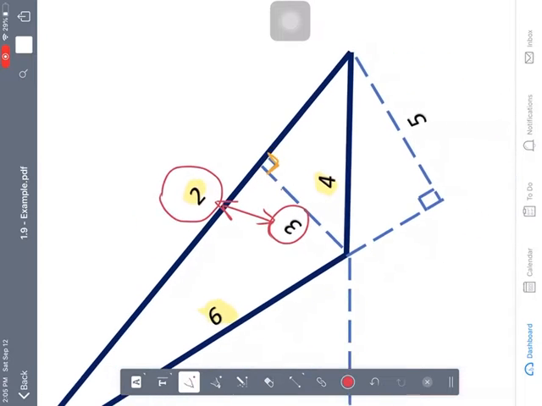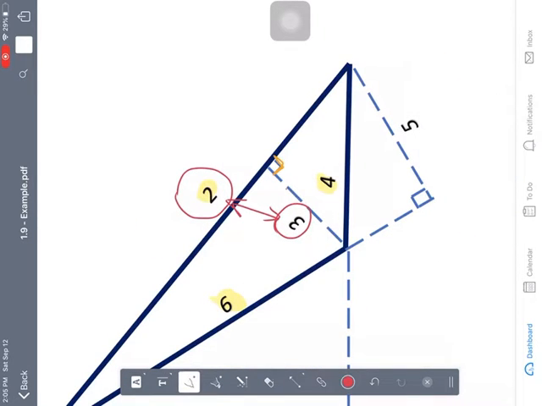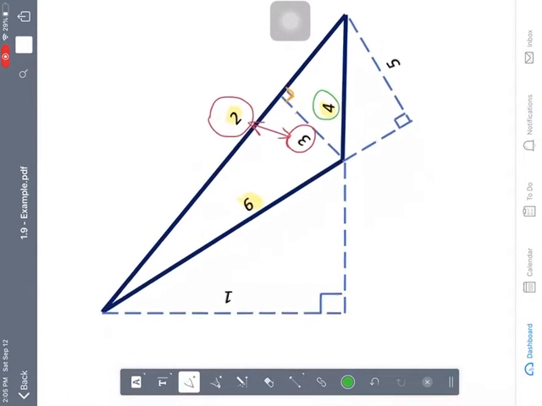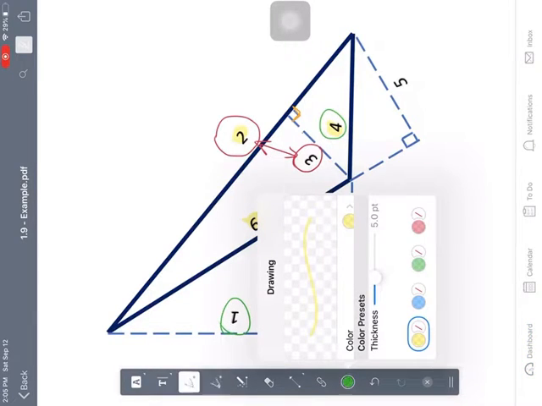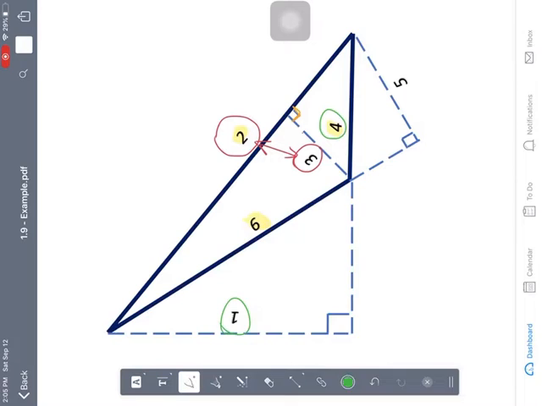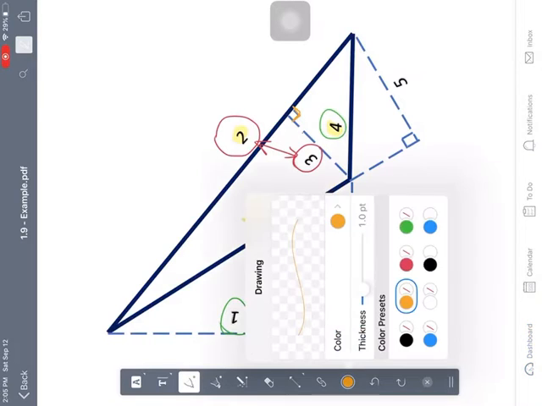Now let's say I want to use this line as my base. Well, I have to have a right angle between my base and my height. So I am going to use this one, because that, once again, gives me my right angle between my base and my height. So those two would go together.